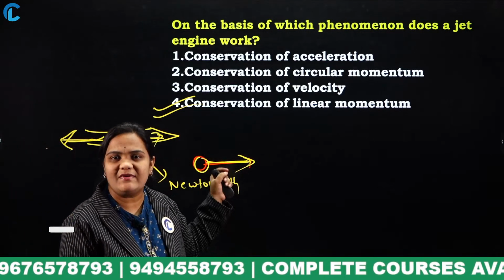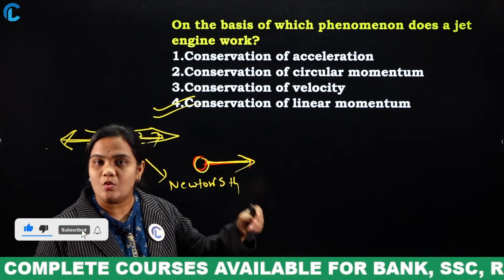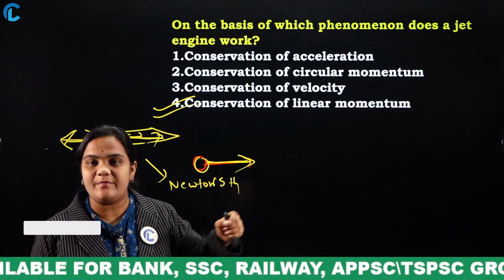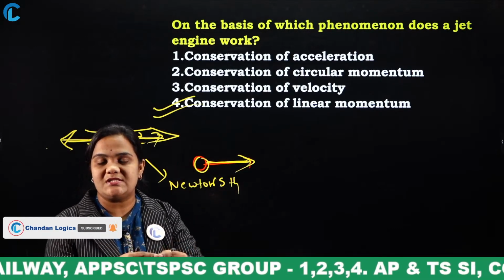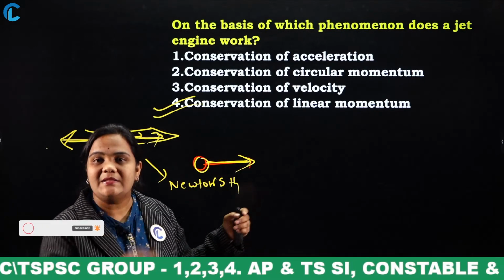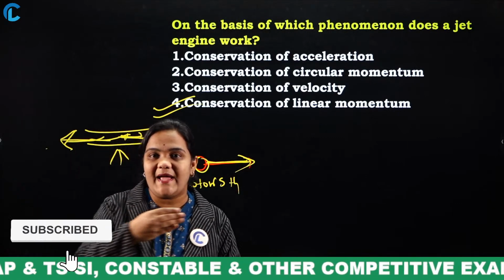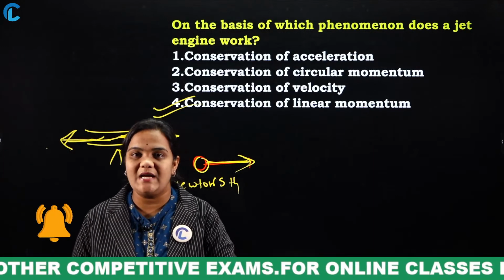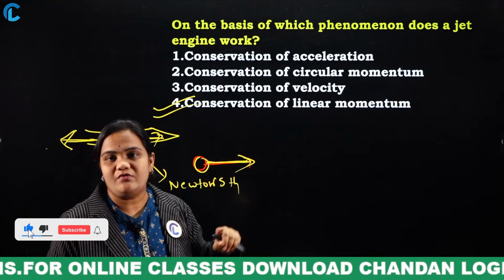What is this conservation of linear momentum? In a closed system, the total momentum is constant. What is momentum actually? The product of mass and velocity, we say, is momentum. In a closed system, the total momentum will be constant. That means the same force in the backward direction will also be in the forward direction. For that reason, the jet engine works on the principle of conservation of linear momentum.